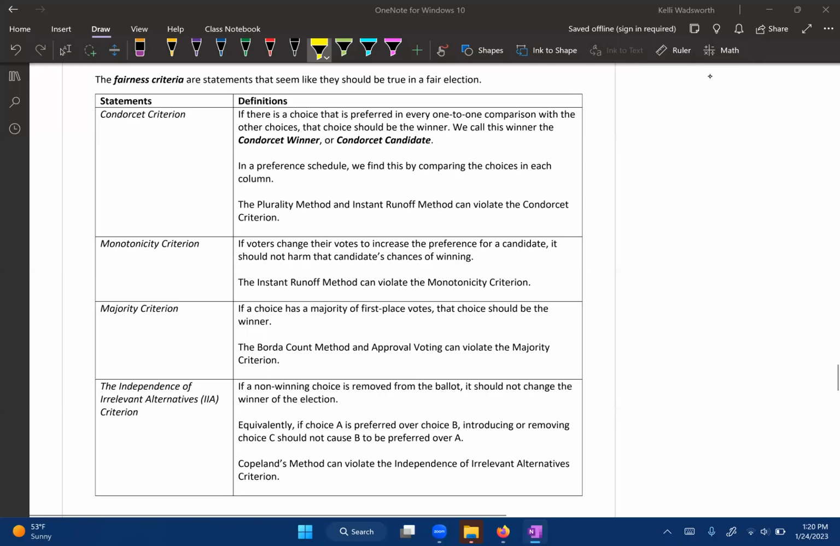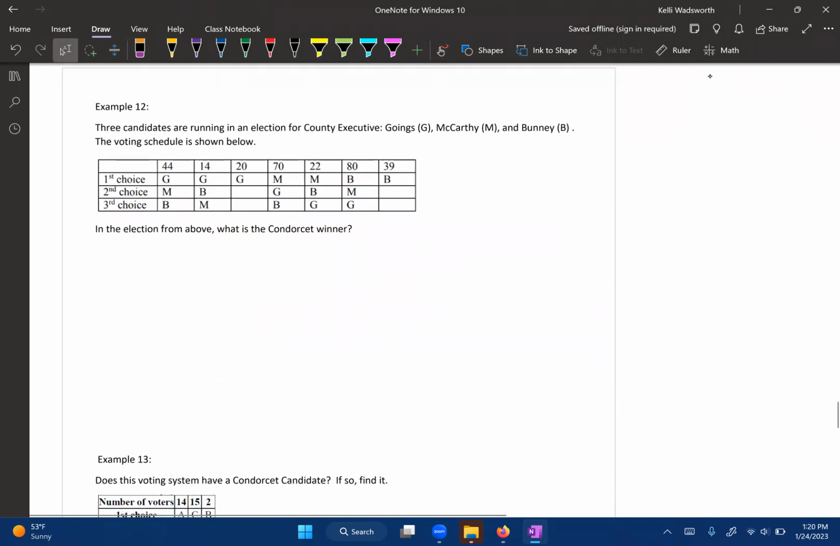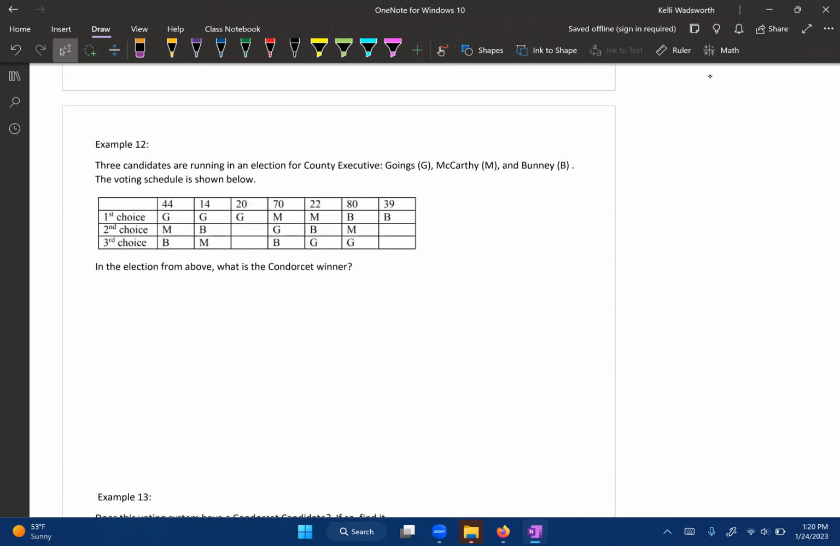But since we haven't done any examples showing how you would find the Condorcet candidate, let's do a couple of examples with that. Condorcet. It's kind of a neat word. All right, so example 12. These candidates, okay, here we go.